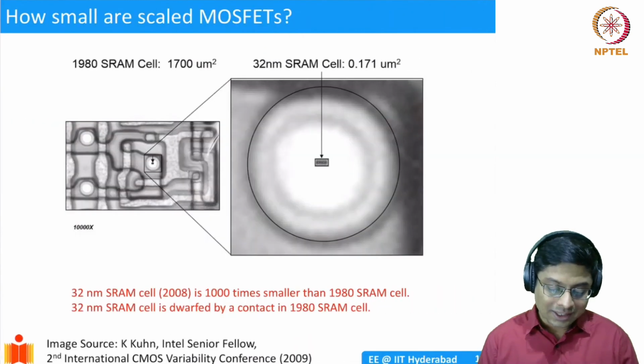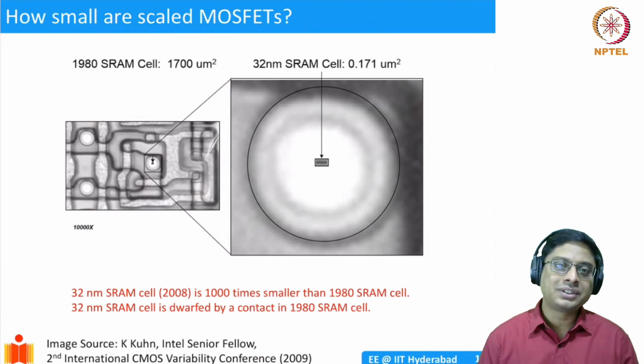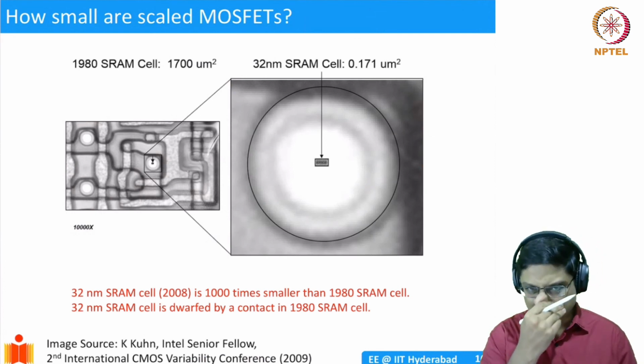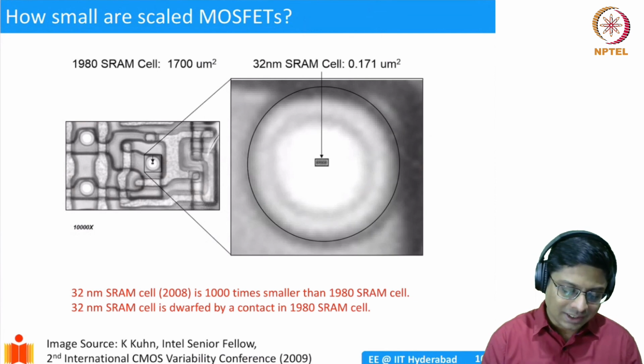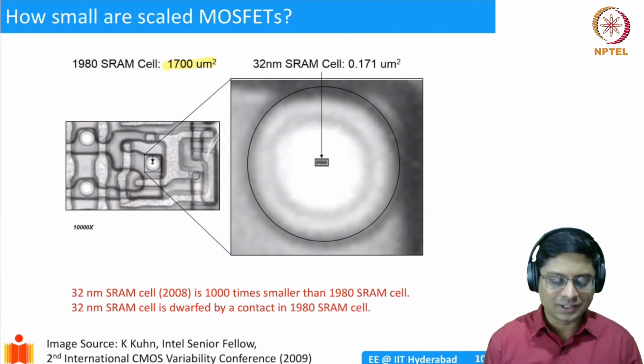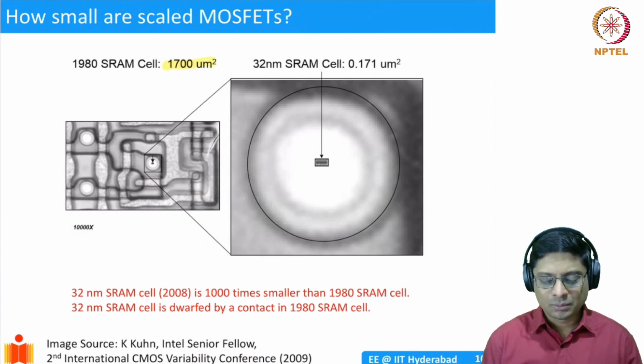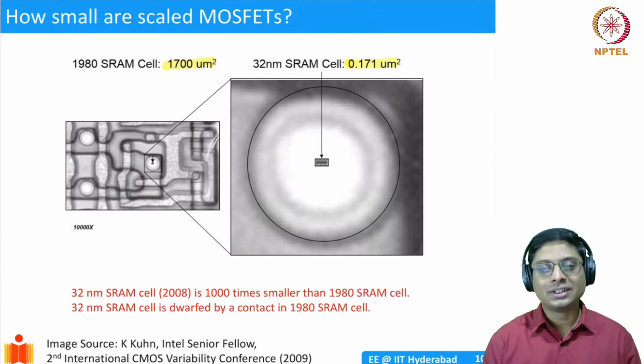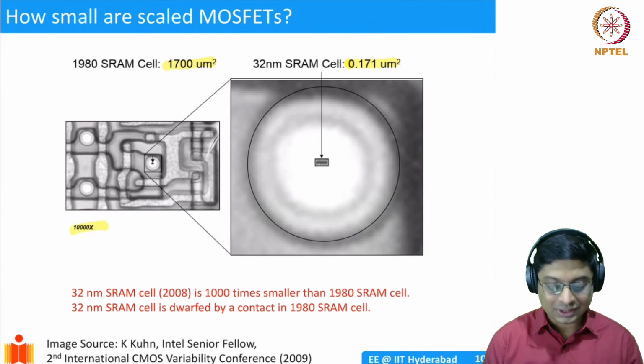And the other image is again a comparison, the same SRAM, but compared to the SRAM about 40 years back or 30 years back. In 1980, the SRAM cell size was about 1700 micrometer square. By 2010, it became 0.17. So in 30 years, the size has reduced by 10,000 times.